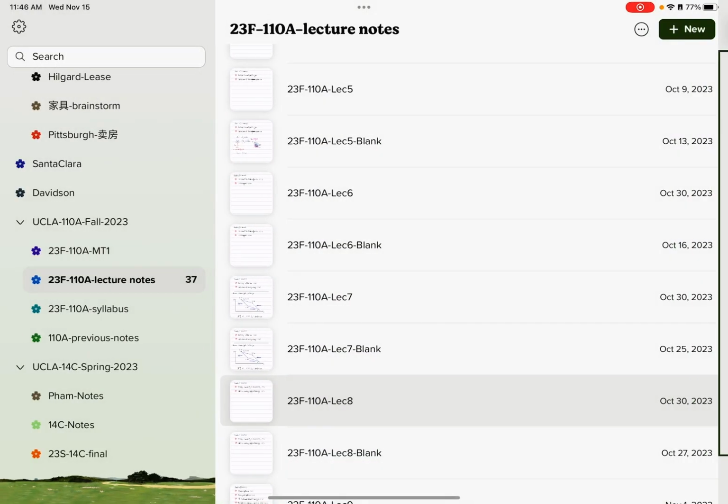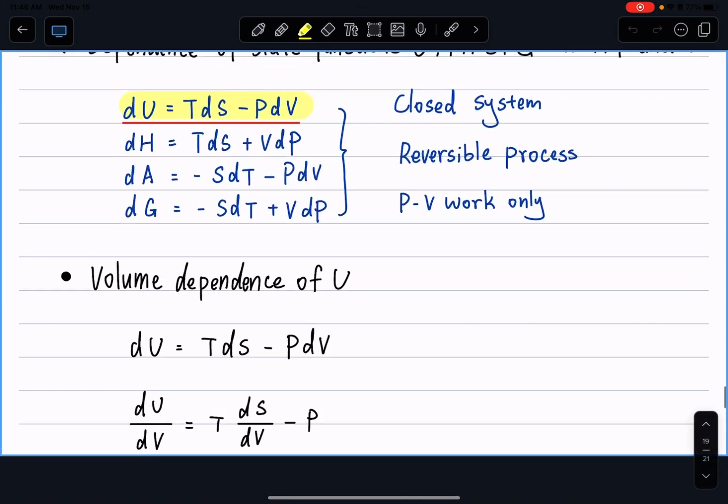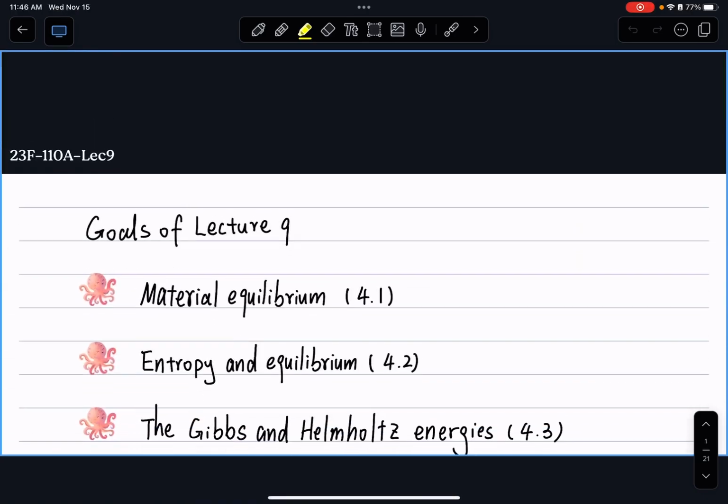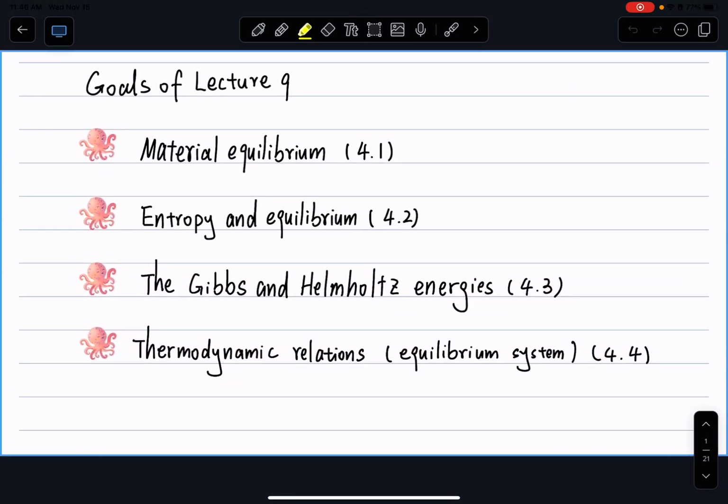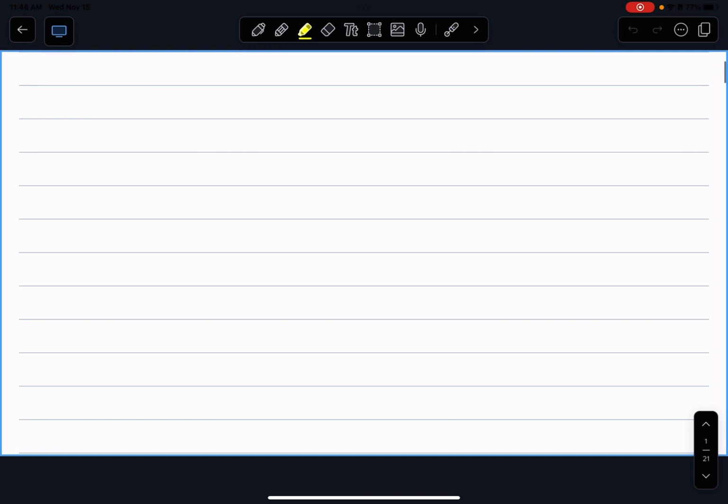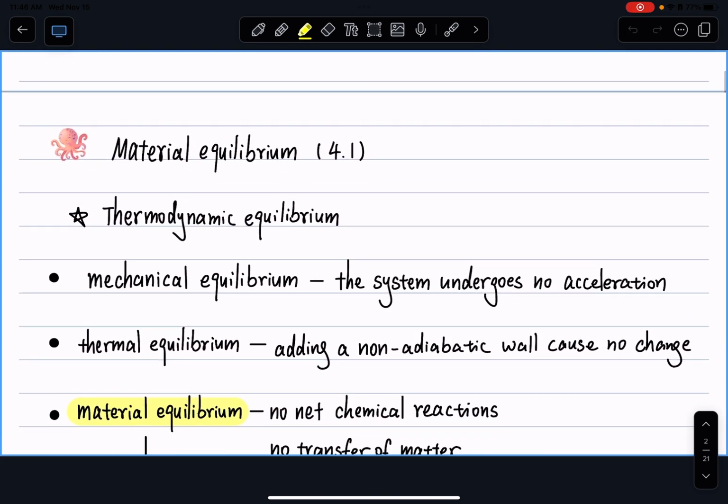Okay, lecture 8. Lecture 9 is the one that I think is more conceptually challenging. In this one, we went over the idea of equilibrium. We started talking about the relationship between material equilibrium and entropy. We get to the point of understanding that entropy is maximized at equilibrium.